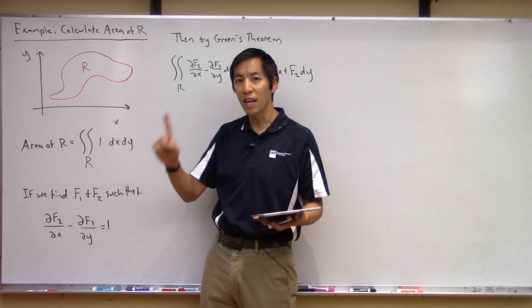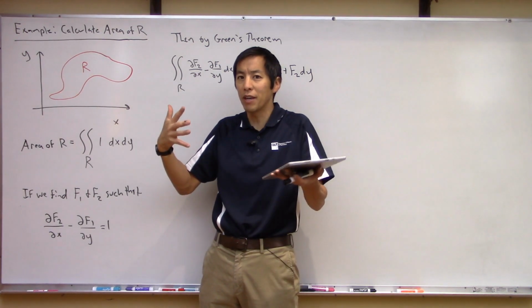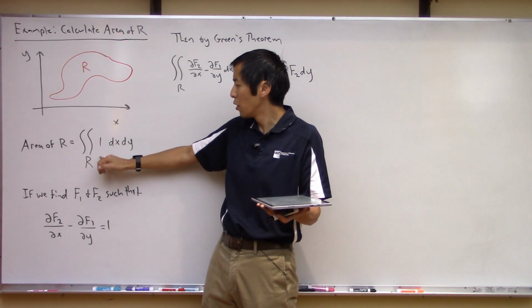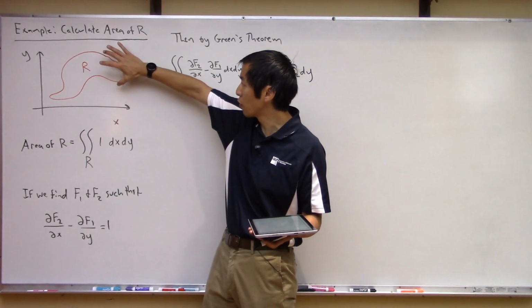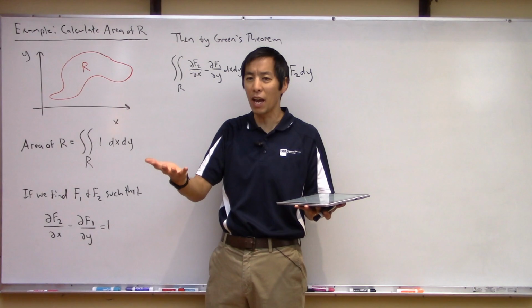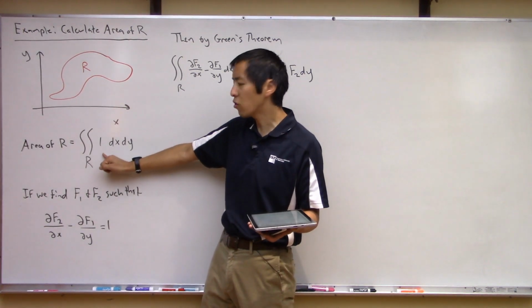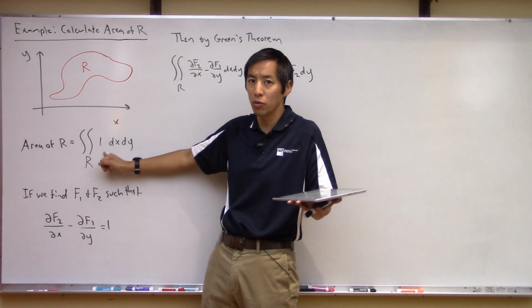The integrand in this case is just unity, or 1, because this gives you the volume of a surface of height 1 over this region R, which is basically the same thing as the area since the height is 1. So this is the way you can calculate the area. It's just a double integral.